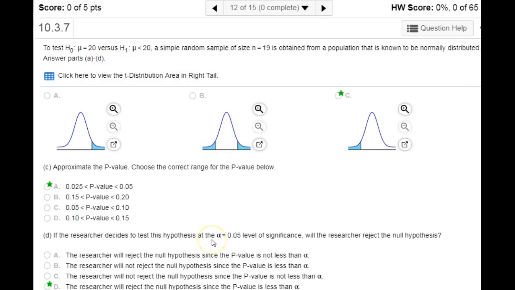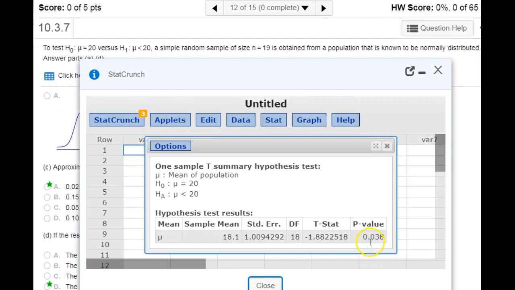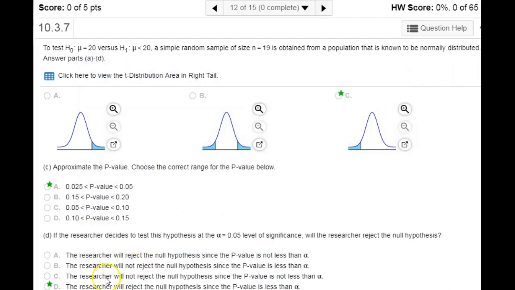So going back to the last part of the problem, if we are doing this hypothesis test with a significance level, our alpha is 0.05, do we reject or not? If our p-value is less than alpha, we reject. If it's greater than alpha, we do not. And since our p-value was definitely less than 0.05, we are going to reject the null hypothesis.